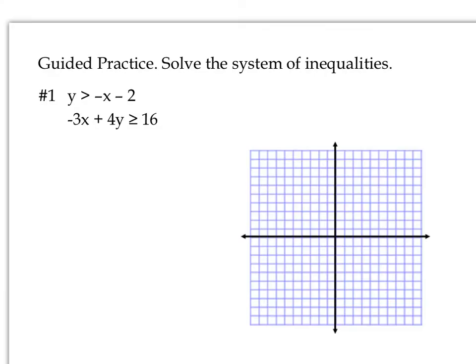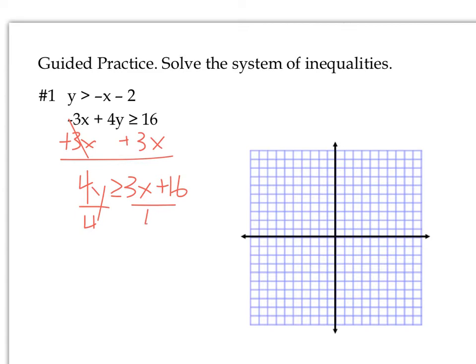Let's try a couple here. So examples you can watch, try yourself, make sure you're on the right track. Okay. In this first one, we do need to take the second inequality and make sure it's solved for y. So I would need to take this and add 3x to both sides. That's going to give me 4y greater than or equal to 3x plus 16. Divide both sides by 4. I'll get y is greater than or equal to 3 over 4x plus 4.